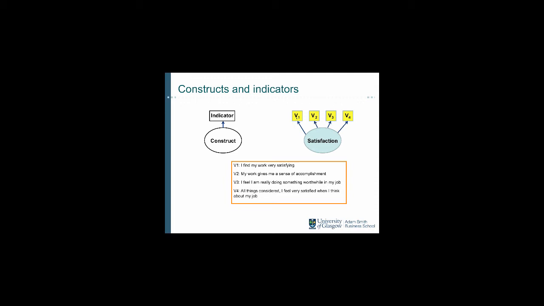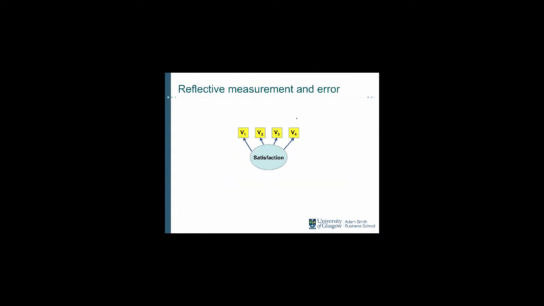Our construct satisfaction is measured with four variables, four questionnaire items, and you will see that the first item, variable 1, corresponds to the indicator variable on satisfaction. Please note that the arrows which link constructs with observed variables, or the indicators, point from the construct to the indicator. This is because in SEM we assume that the indicator reflects the construct and that the construct causes the measured variable. Let me give you an example.